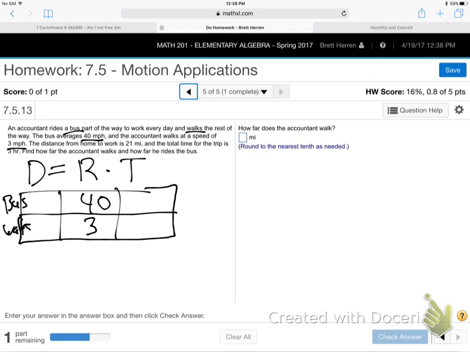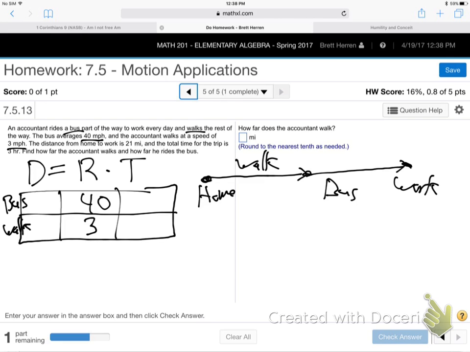The distance from home to work is 21 miles. The total time for the trip is 3 hours. Okay, this one's different. This one's a little tricky. Let me show you. You understand what the accountant's doing? He's basically starting at home. Maybe he walks for a little ways, and then he does the bus for the rest of the way, and he arrives at work. So he walks and buses.